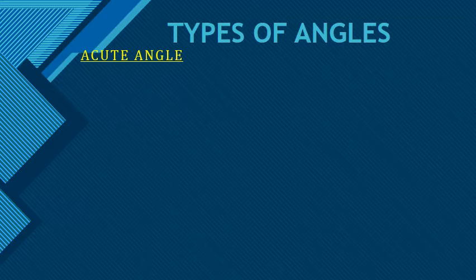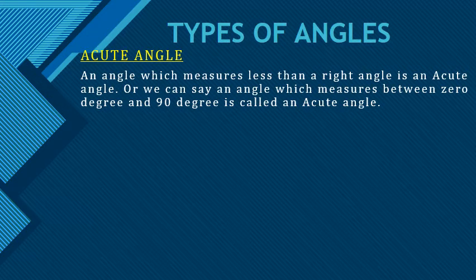The next type of angle is acute angle. So let us learn what is an acute angle. Well, an angle which measures less than a right angle is an acute angle, or we can say an angle which measures between 0 degree and 90 degree is called an acute angle. So an angle which is more than 0 degree but less than 90 degree is an acute angle.